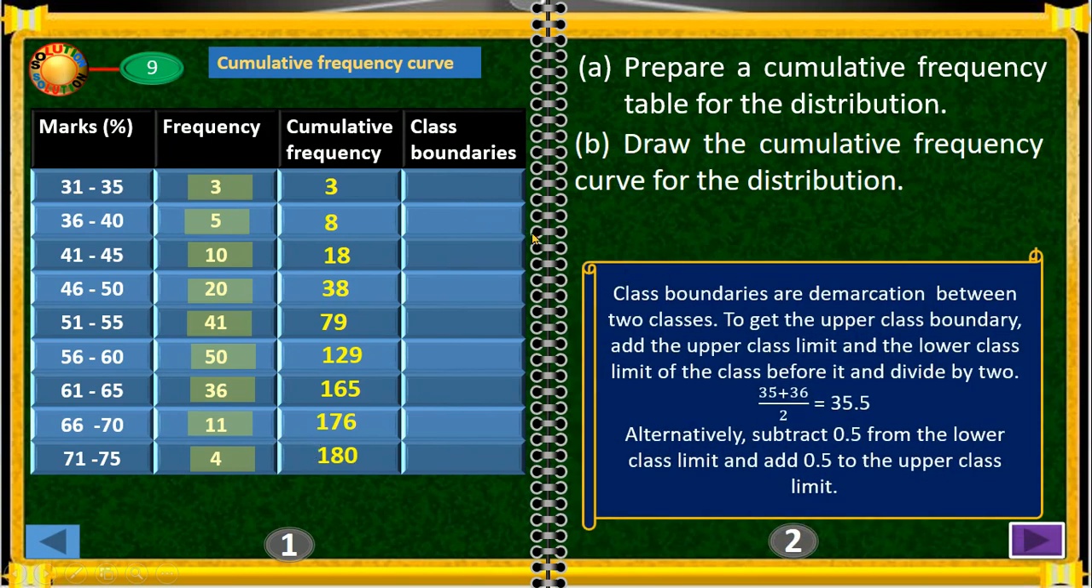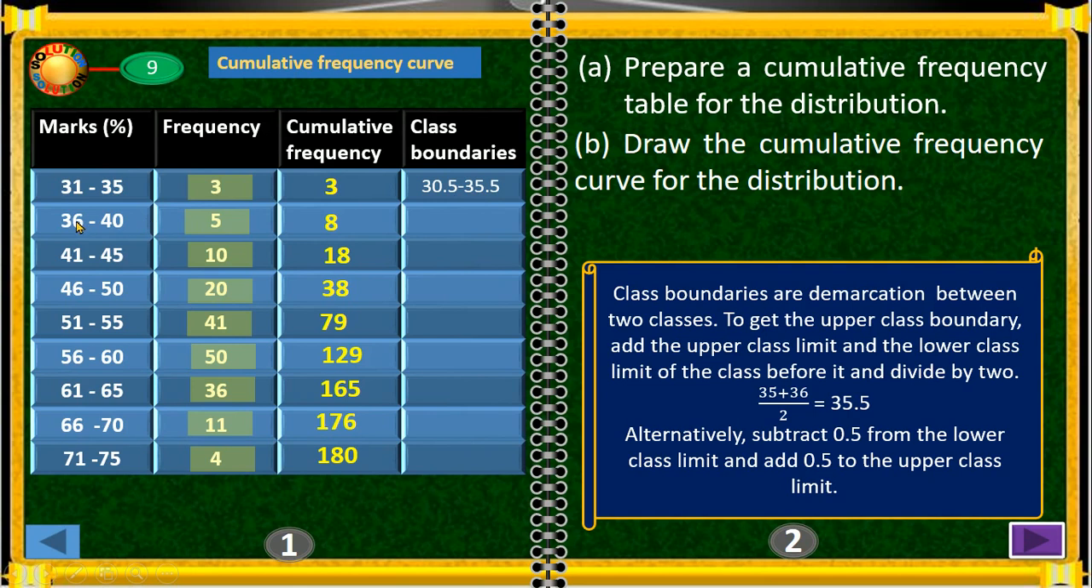Now, for the class boundaries. Class boundaries are the demarcation between 2 classes. To get the upper class boundary, add the upper class limit of the class to the lower class limit of the class before it and divide by 2. You can see it here. Then another way we can do that is to subtract 0.5 here and add 0.5 here. Subtracting 0.5 from 31 will give us 30.5, and adding 0.5 to 35 will give us 35.5. So the class boundaries for the first class will give us 30.5 to 35.5.